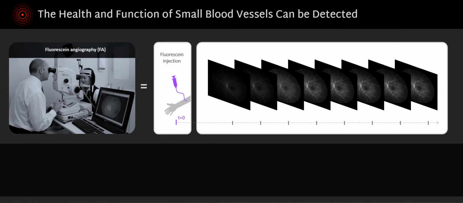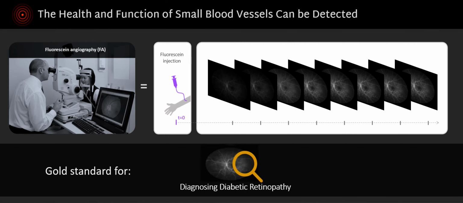Ophthalmologists do today have a test to detect abnormal blood vessels in the eye, called fluorescein angiography. They inject a dye called fluorescein into a patient's arm and photograph the eye repeatedly to examine how the dye circulates in the blood vessels. This test is highly reliable and is considered the gold standard for diagnosing diabetic retinopathy, and is also the method of choice for the evaluation of new treatments. It is currently being used in over 400 clinical trials for diabetic retinopathy.